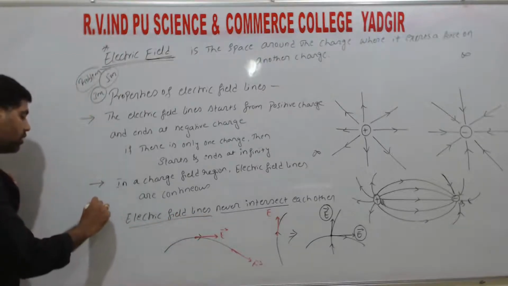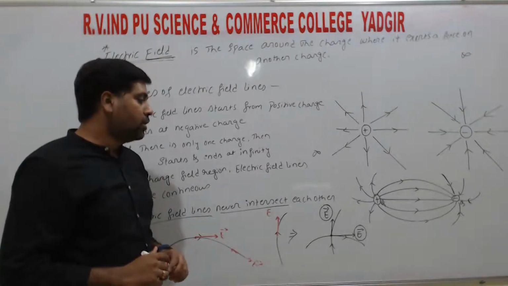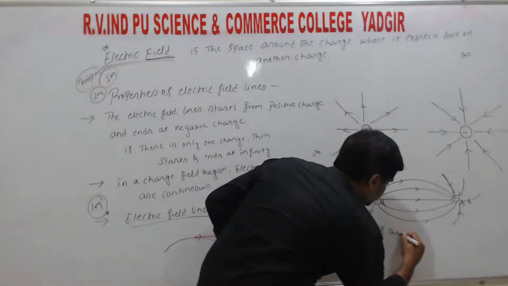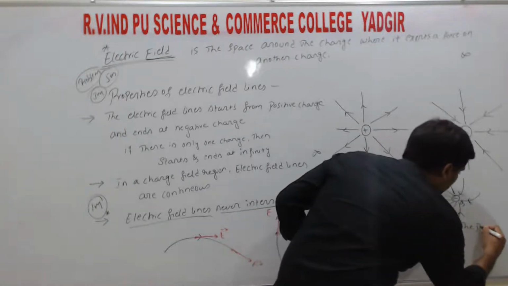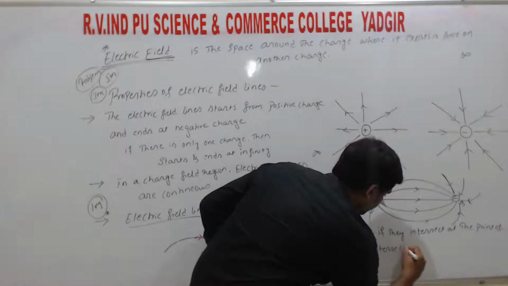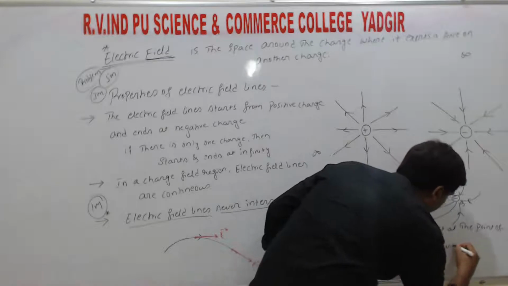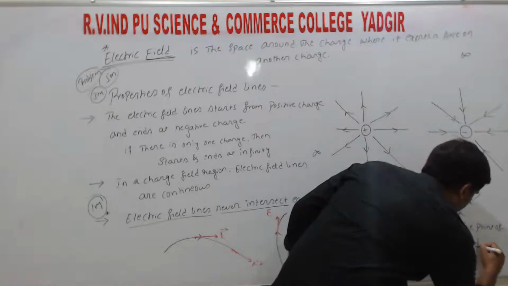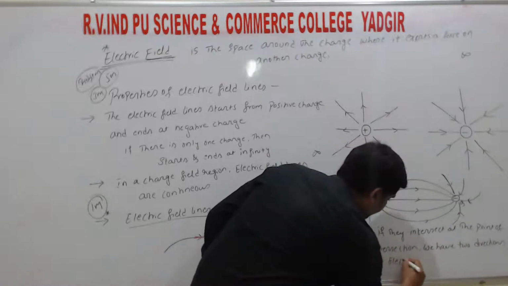This they ask for 1 mark: why the electric field lines never intersect each other. The reason is, if they intersect, at the point of intersection we have two directions of electric field.